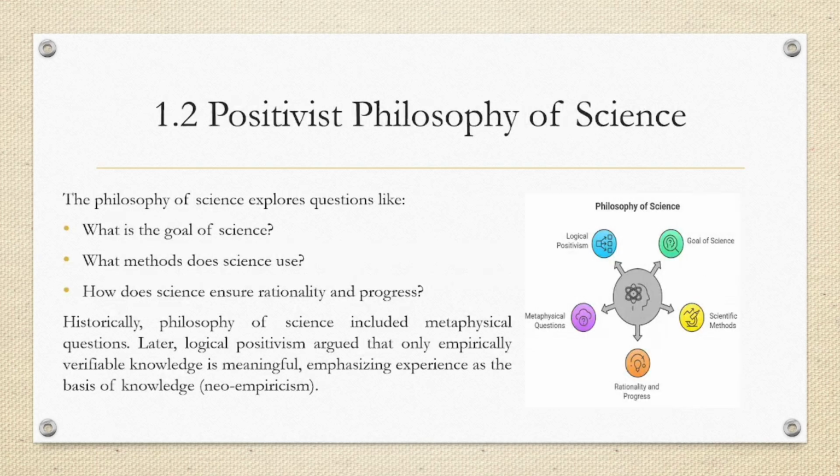Positivist philosophy of science. Now let's look at the positivist philosophy of science. The philosophy of science explores important questions such as what is the goal of science? What methods should scientists use? And how does science ensure progress and rationality? Historically, philosophy of science also included metaphysical questions. However, logical positivists later argued that only knowledge that can be empirically verified through observation is meaningful.